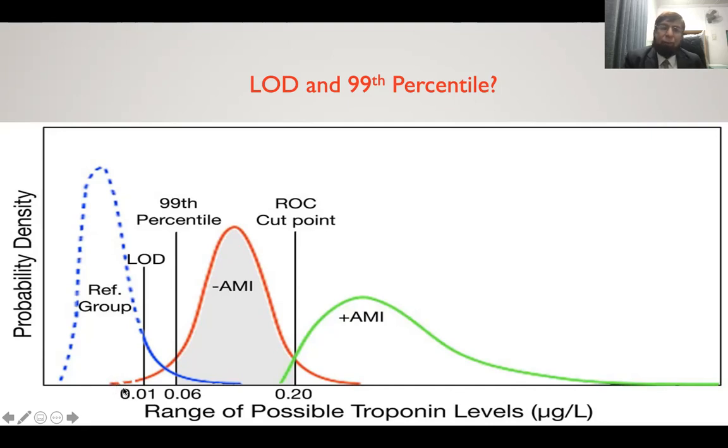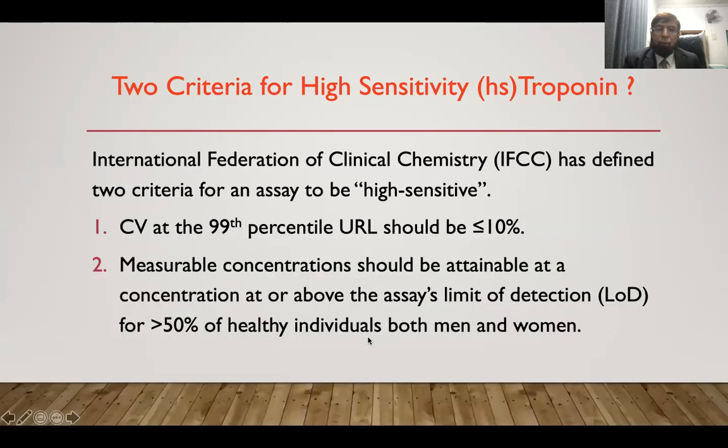So technically speaking, if you examine this diagram, you can say that with the improvement of LOD, the 99th percentile will not be changed, because it deals with the higher values, while LOD deals with the lower values. So technically the 99th percentile remains the same. Now, what are the two criteria of HS troponin?